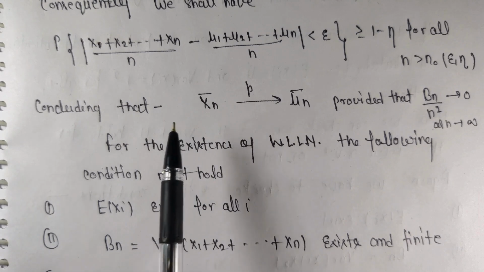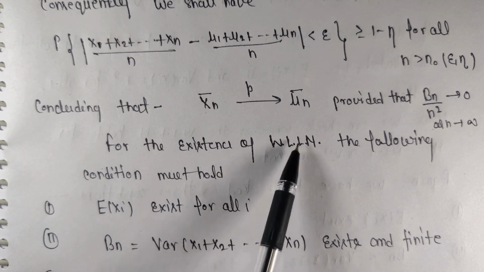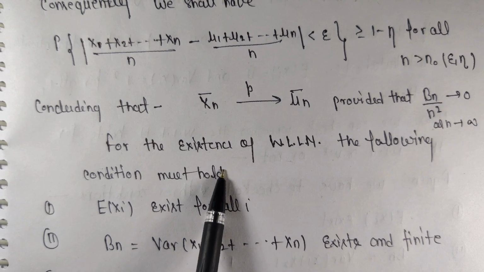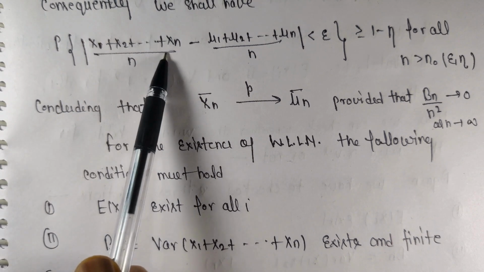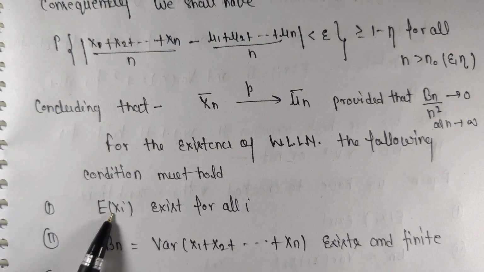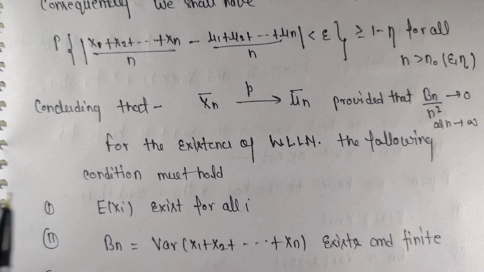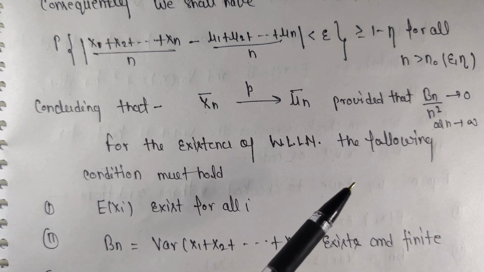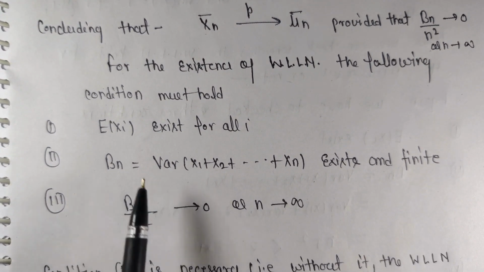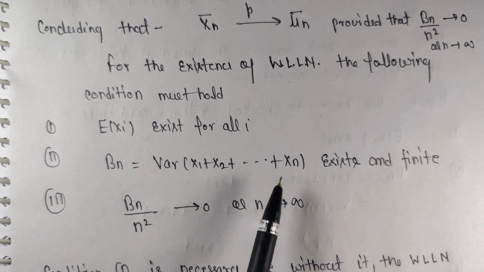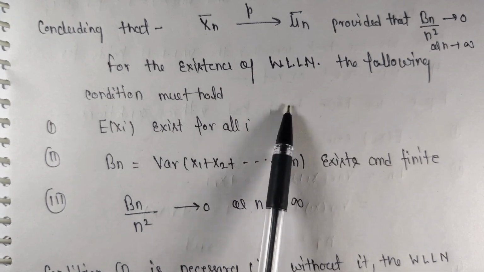Now, for the existence of the weak law of large numbers the following conditions must hold. As in the statement we mentioned, mu1, mu2, ..., mun are their respective means. That means the first condition is that the expected value of xi exists for all i. Is it clear? And the second condition: we have mentioned bn is equal to the variance of x1 plus x2 plus and so on xn. That means the second condition is that bn, the variance of x1 plus x2 plus and so on xn, exists and is finite.